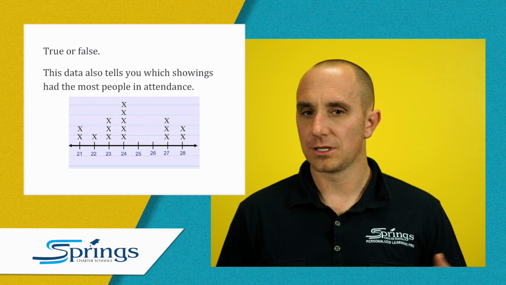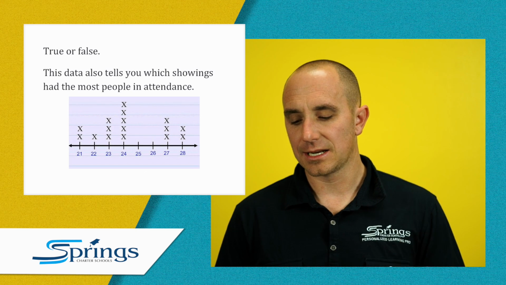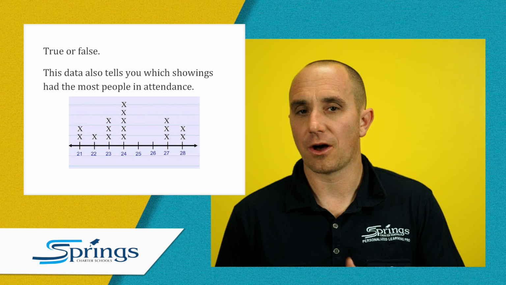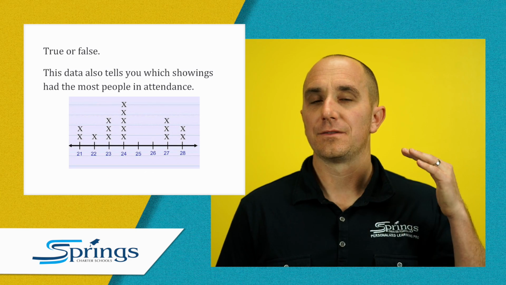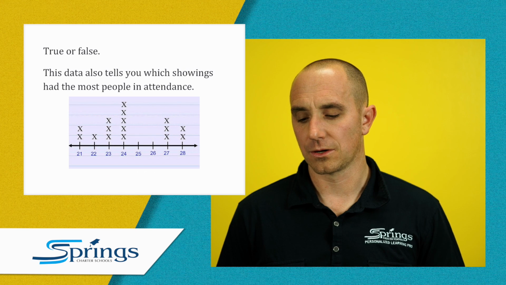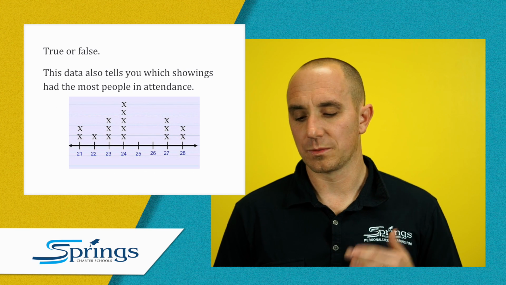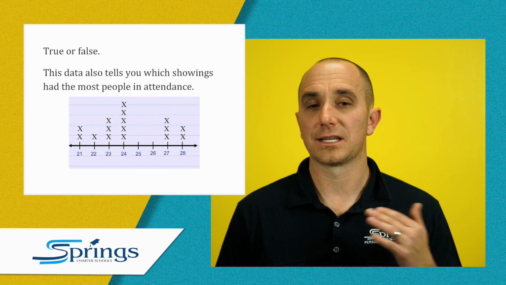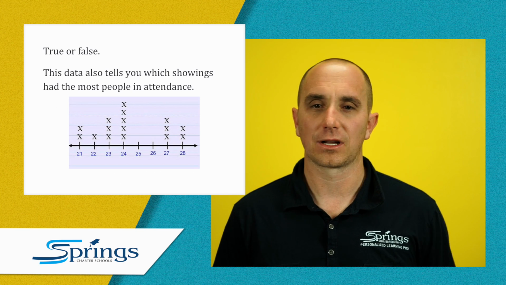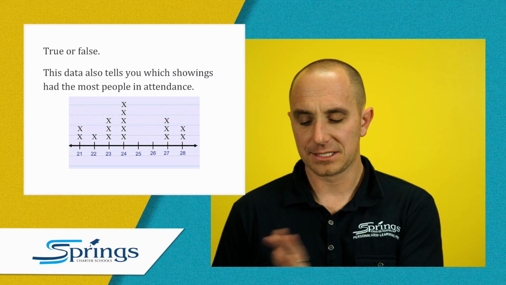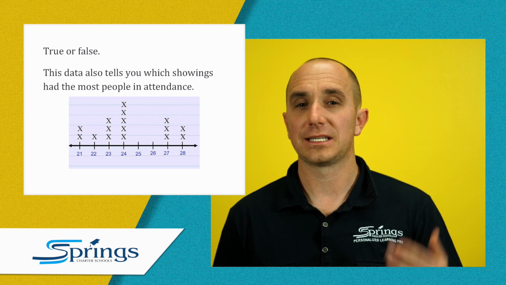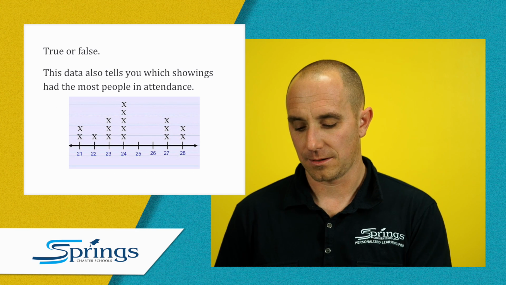Okay, so does this data tell you which showings had the most people in attendance? It really doesn't. All this is telling me is the amount of showings and then the amount of people in attendance at those showings. So this would be false, that this data does not tell me which showings had the most people. I don't know if these were matinees at 7 o'clock, at 5 o'clock, whatever it is. This doesn't tell me any of that. This just tells me sheer numbers of people in attendance and how many times that data point is represented.